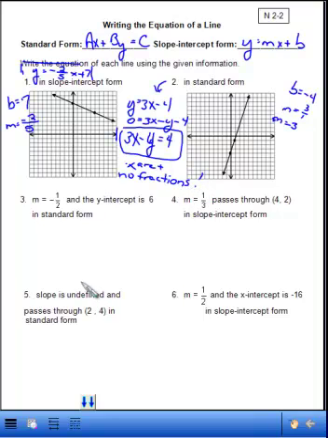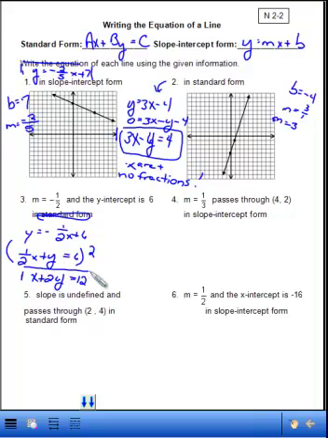Okay, for standard form. Alright, they want this in standard form. Always pay attention to what form it's asking for. You have the slope, so you can put it in slope-intercept form very easily. y equals 1/2 x plus 6. Now we're going to add 1/2 x across, so you have positive 1/2 x plus y equals 6. And to clear the fraction, I'm going to multiply everything by 2. So you have x plus 2y equals 12. That's the final answer.